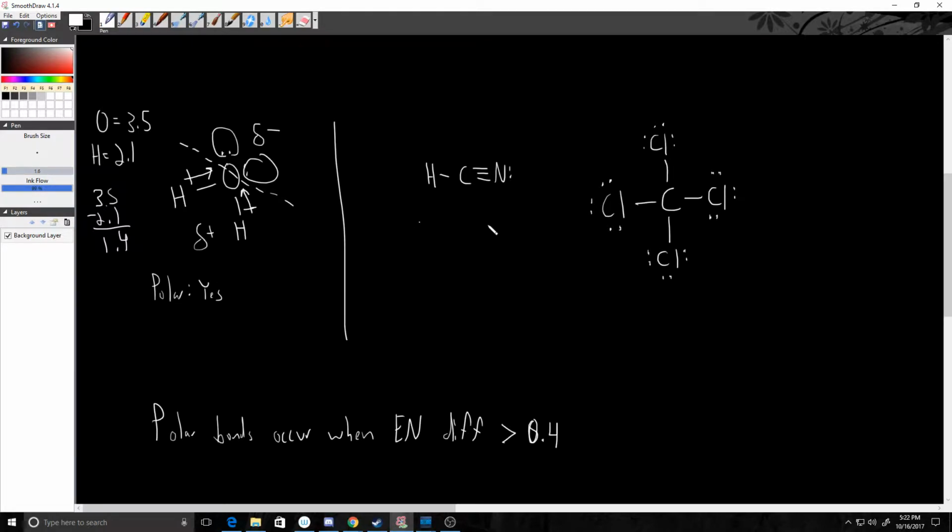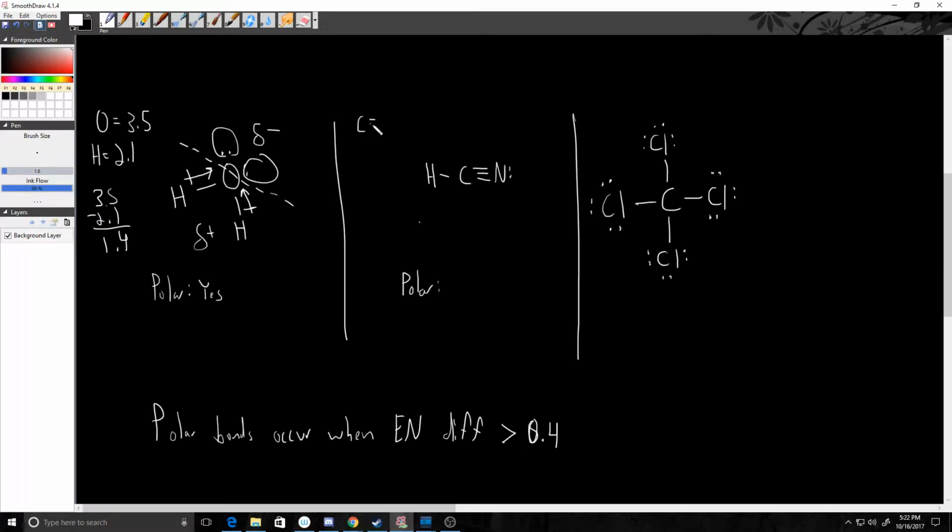So HCN. First off, what's my central molecule? I'm going to guess carbon. The hydrogen's connected there, nitrogen's connected there. Next question is, can I cut this carbon in half so I have electrons on one side? Well, this carbon doesn't have any pairs of electrons, so I know my shape alone isn't going to get me to whether or not it's polar. So now I need to look at electronegativity differences.